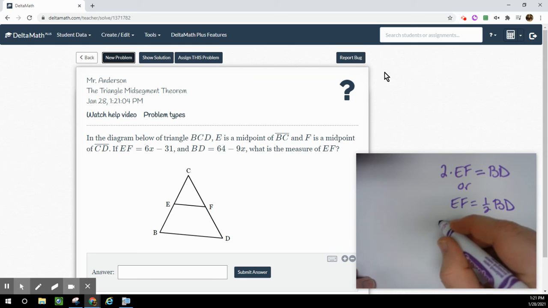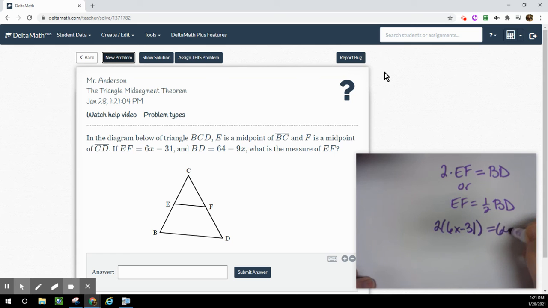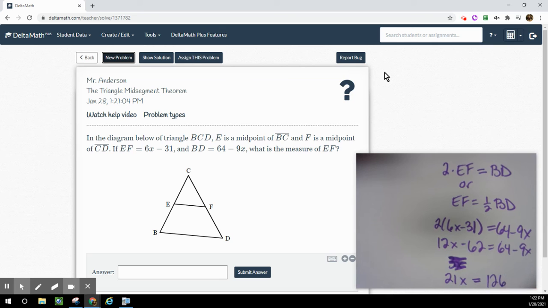So if I do 2 times EF, that's going to be 2 times 6x minus 31 equals 64 minus 9x. So 12x minus 62 equals 64 minus 9x. If we subtract, oh no, we've got to add. So 21x, if we add the 9x, equals 64 plus 62, which is 126. If we divide that by 21, we get 6.